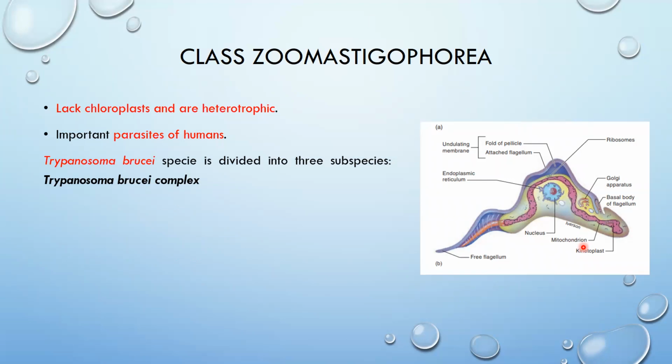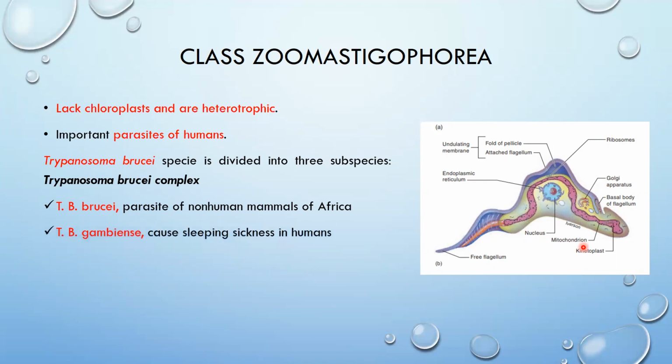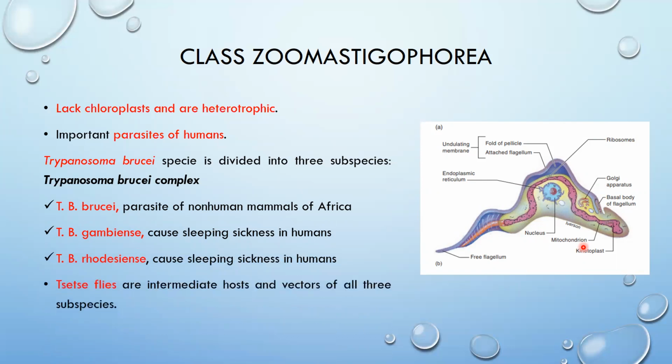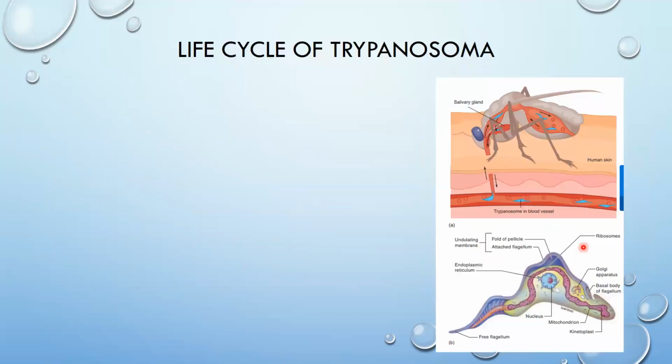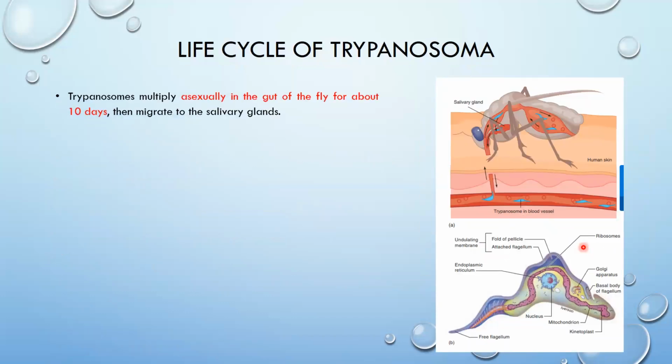We have one species, Trypanosoma brucei, that is divided into 3 subspecies. The first one is T. b. brucei, a parasite of non-human mammals of Africa. T. b. gambiense causes sleeping sickness in humans. T. b. rhodesiense also causes sleeping sickness in humans. The tsetse fly is the intermediate host and vector for all of these 3 subspecies of the Trypanosoma brucei complex.